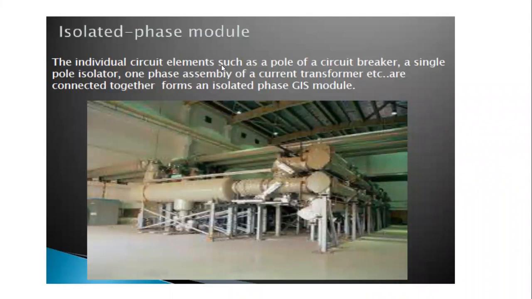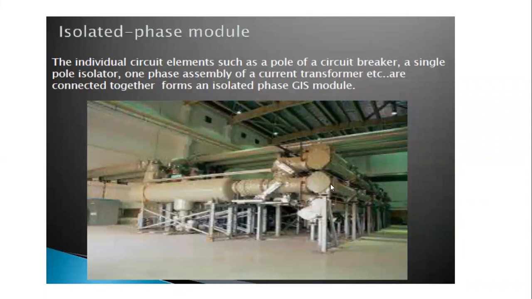The individual circuit elements, such as a pole of a circuit breaker, single pole isolators, and one phase ensemble of current transformer, etc., are connected together to form an isolated phase gas insulated module. In isolated phase gas insulated modules, we are using single pole isolators and one phase ensemble of current transformers.